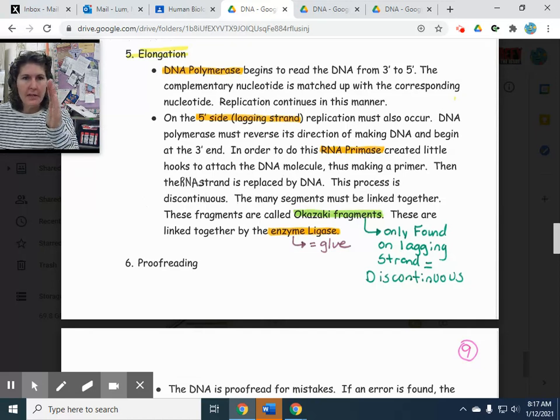It's going to get read and it's reading and it's following my replication fork and it's happy. However, this one's going to take a little longer, my lagging strand. At the end, semi-conservative replication, I'm ending up with two strands that are completely identical.